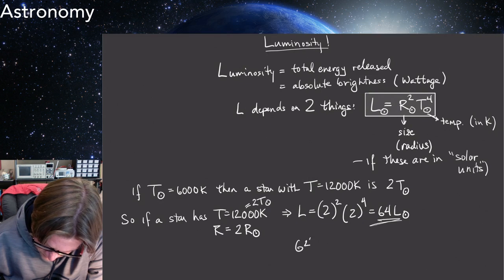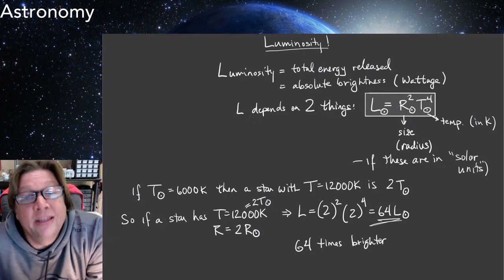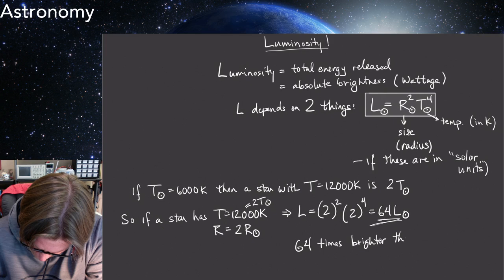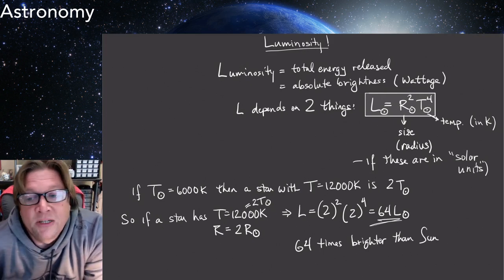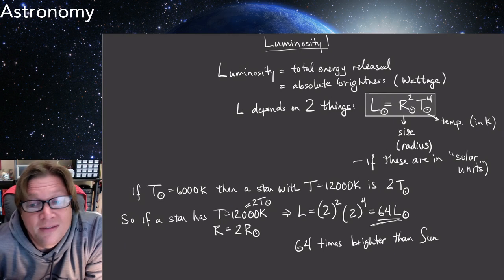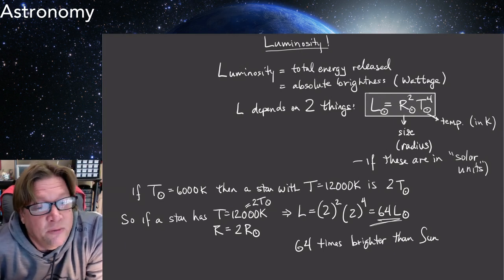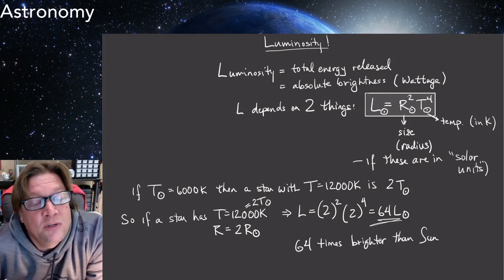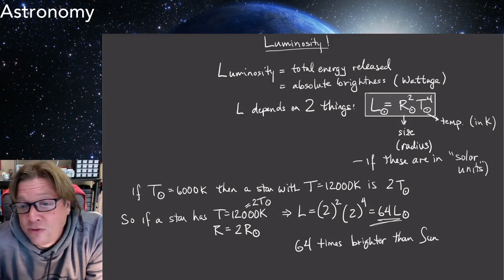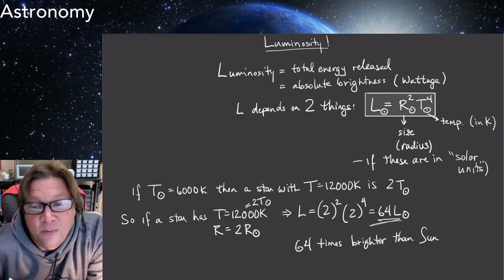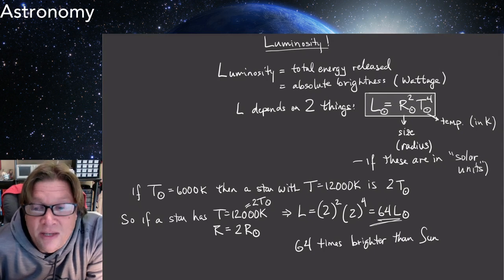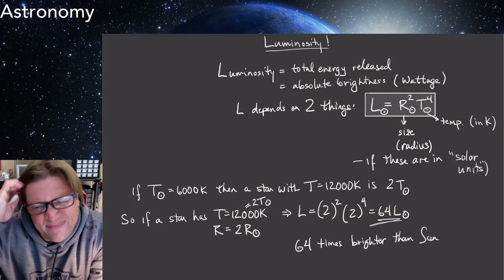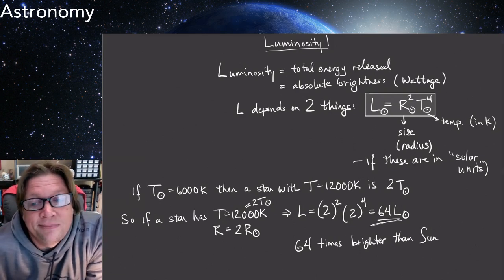So it's 64 times brighter in the absolute sense than the sun. So it puts out 64 times as much energy as the sun. That's a lot. And that's only for a star at 12,000 degrees. So that would be like an A, B kind of star, and a star that's 2 times bigger. So if it's just twice as hot and twice as big, it doesn't produce twice as much energy as the sun. It shines with 64 suns, right? So it scales up really, really fast. This is how it works.